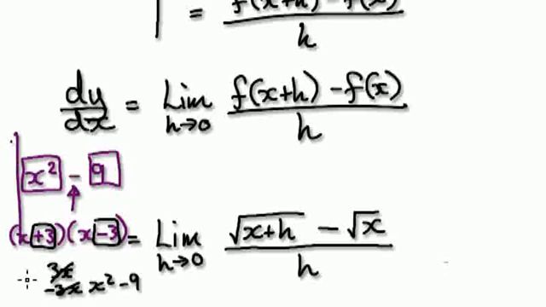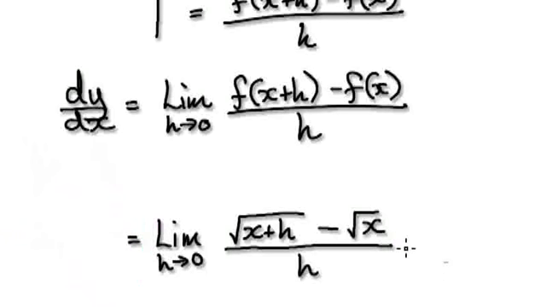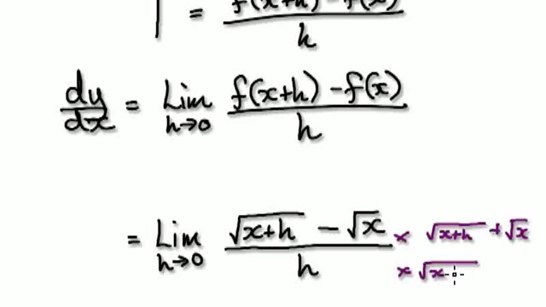This here is similar to this here, meaning that whenever you have this here, you times top and bottom by the conjugate of this here. So here you would times top and bottom by x plus h, and then instead of a minus here, you would have plus root of x, and then at the bottom do the same thing, times top and bottom by x plus h plus root of x. So really you're timesing top and bottom here by the same thing.